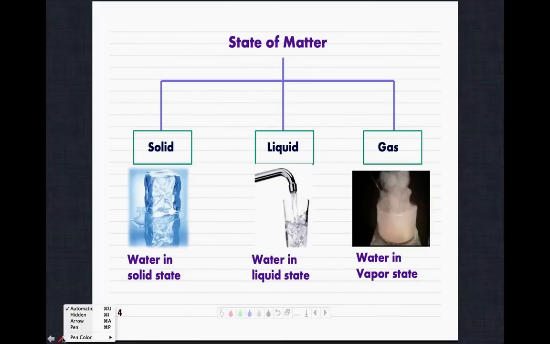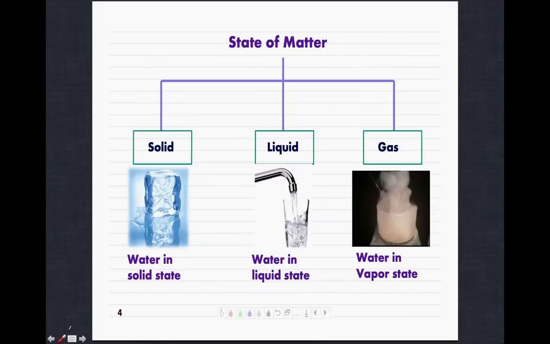Now, each matter can go into three states, most of them. There are one or two exceptions which we're not going to talk about in this class. So matter can be either solid, which is one state of matter, or liquid, or gas. An example of that is water that I just talked about. It can be in the solid state if it is at a temperature around 0 or lower. If I heat it a little bit, it goes to the liquid. If I heat it a little bit more, it can go to the vapor state.